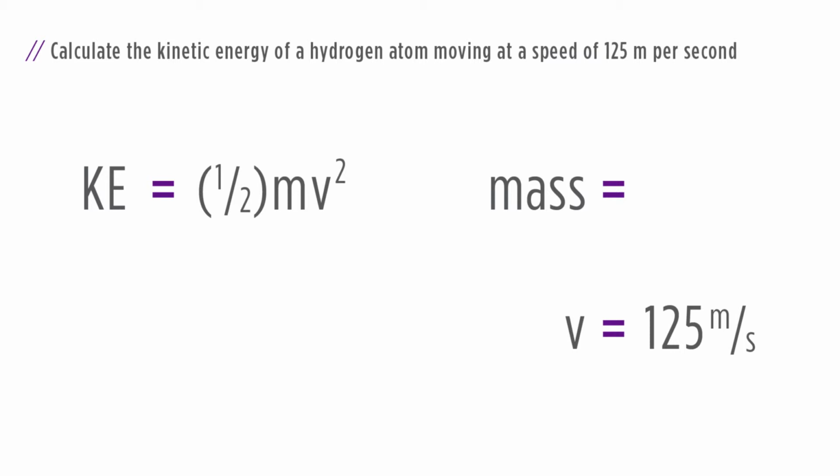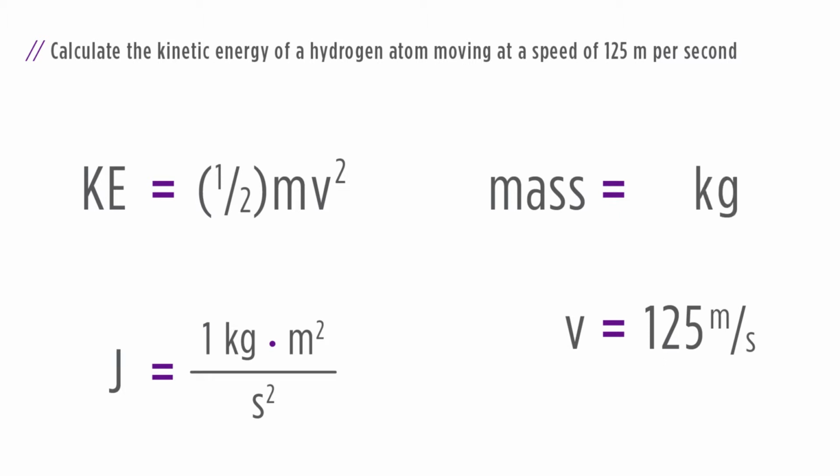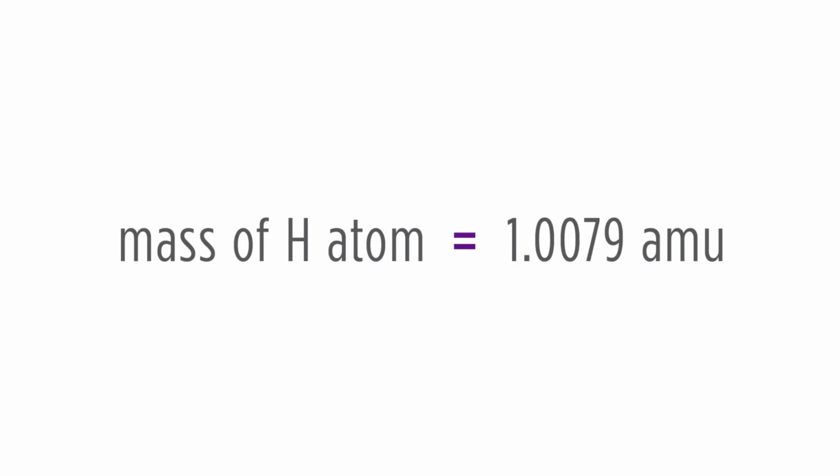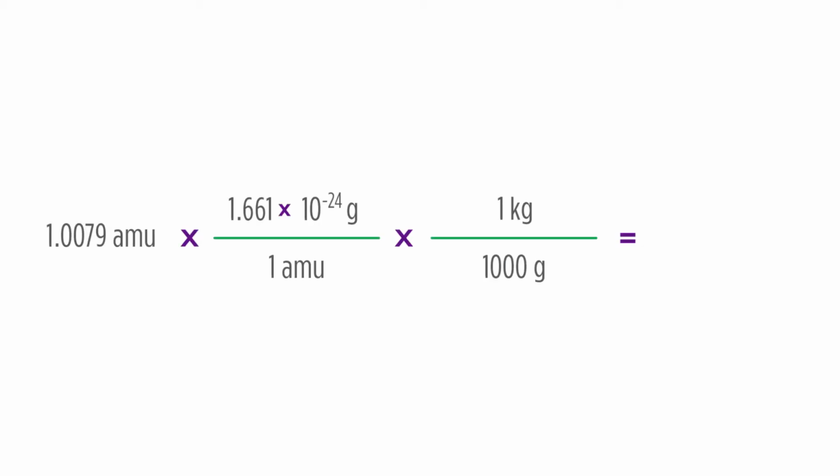Now our values should be in SI units, and this is going to help us get all of our units in the correct form to get joules. So a joule is, remember, a kilogram meter squared divided by second squared, which means that we're going to have to get our mass into kilograms. Let's start by looking up the mass of hydrogen. Mass of hydrogen in atomic mass units is going to be 1.0079 AMU.